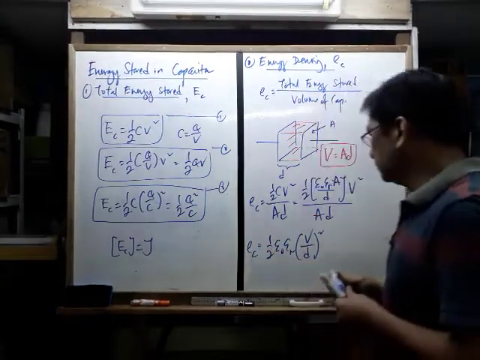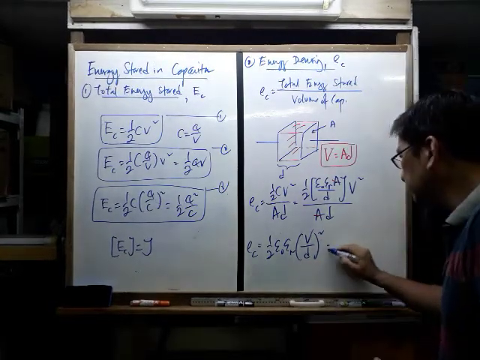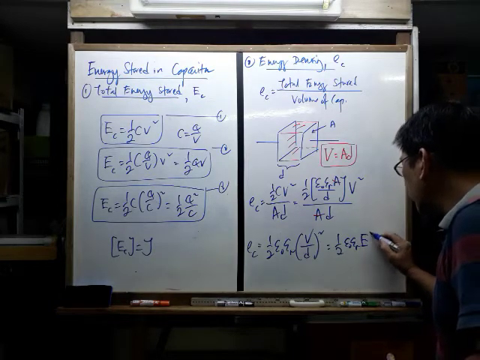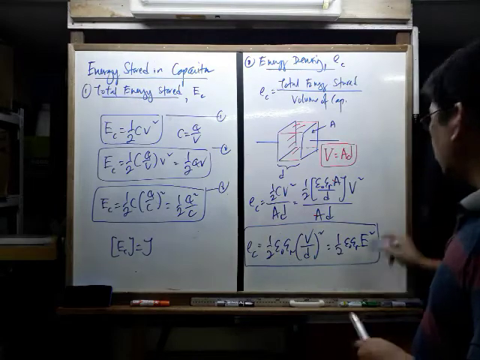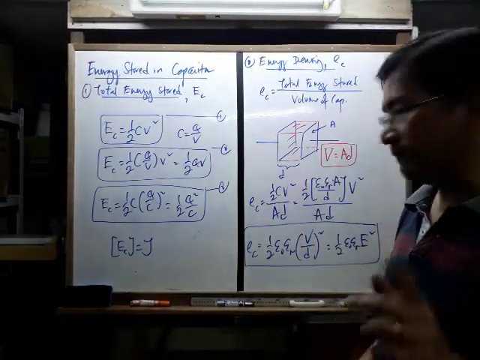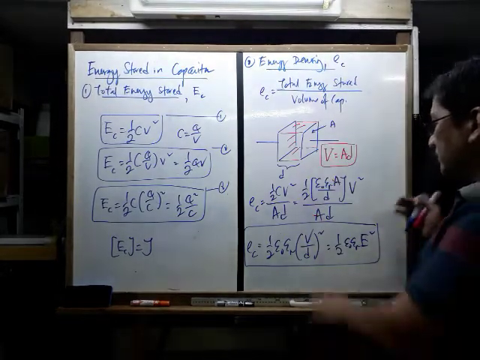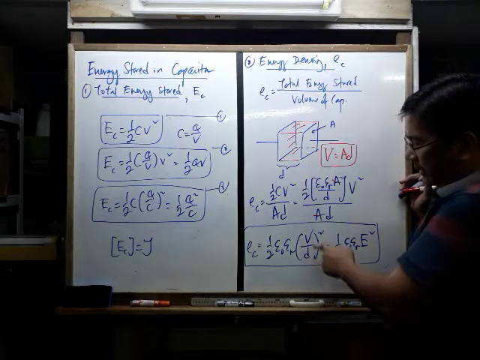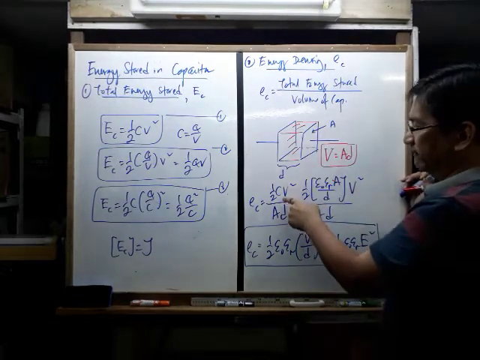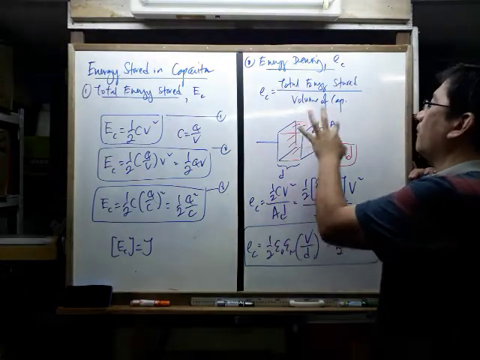If you look carefully, voltage per unit distance, that is the electric field, squared. So you see our energy density is directly proportional to the square of the electric field. That is a formula to calculate our energy density. But of course, you use this one if you are given the electric field, or else you can use this one if you are given the voltage and the separation, or you can actually use the first one. You calculate the total energy stored first, and then divide by the volume of the capacitor.